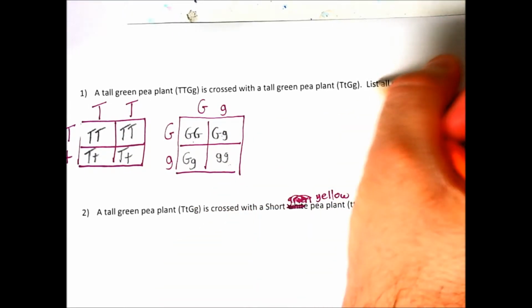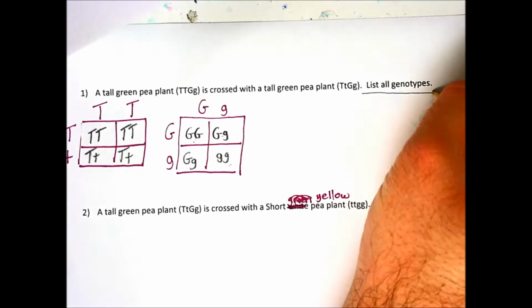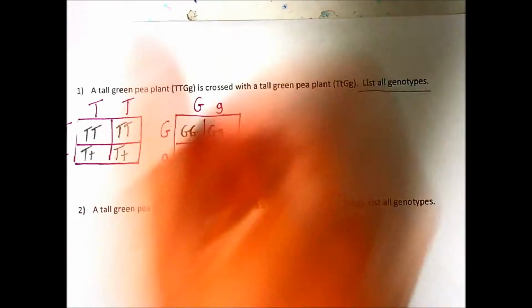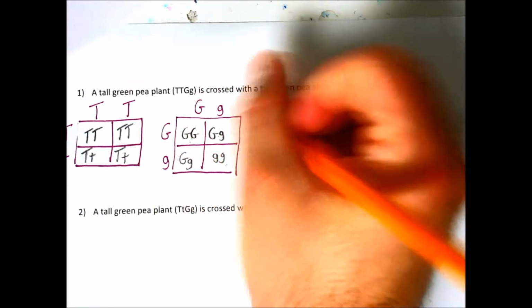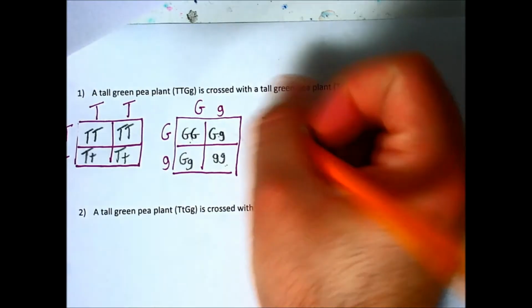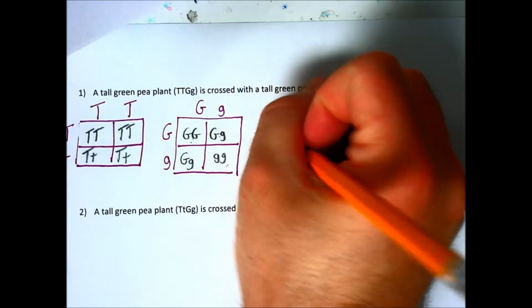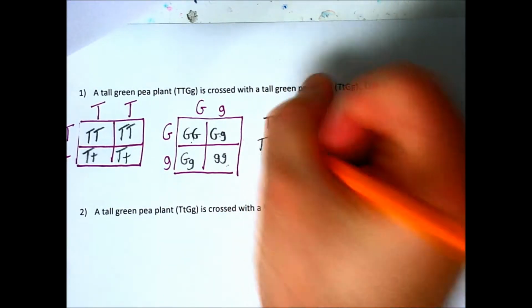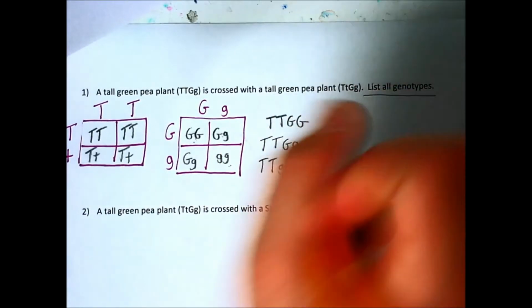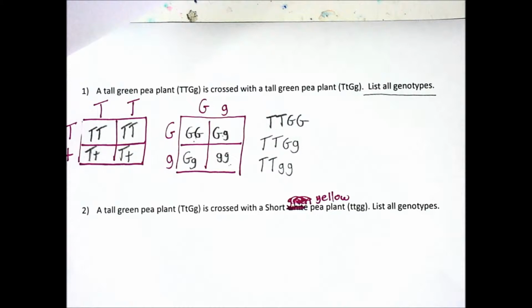Now this question says to list all the genotypes. Okay, so I'm going to start with the homozygous dominance with respect to tall. Big T could be with the homozygous dominant G's. Big T could also be with the heterozygotes for G's, and then it could also be with the homozygous recessive.